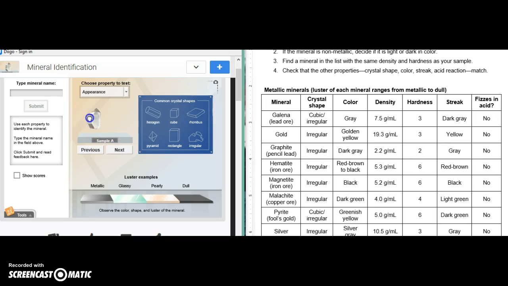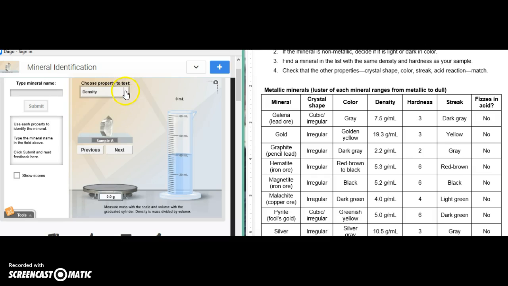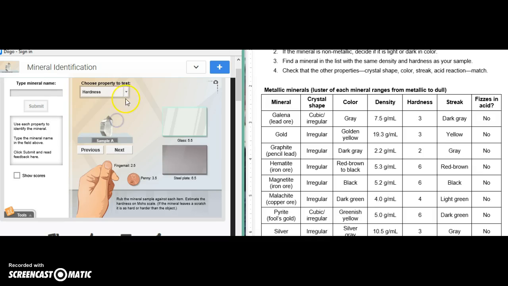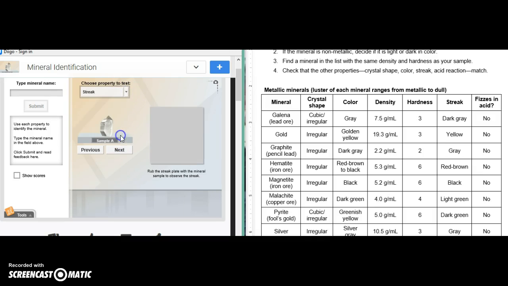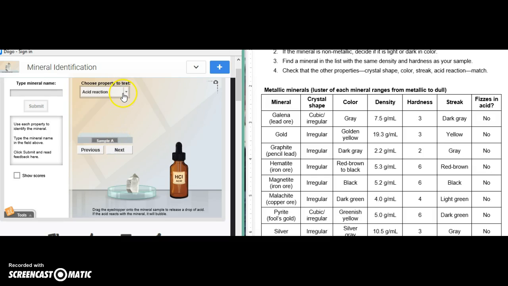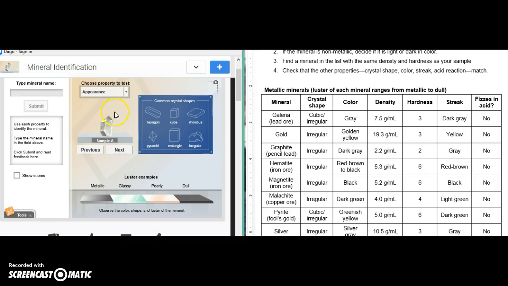It's here on the block right now. And the first thing we're going to look at is appearance. There's going to be some other things too: density, hardness, streak, and acid reaction. So the first thing I want to do is look at the appearance. And I would say the appearance is kind of, I know it's hard to see, but there's 6 sides to it if you put another piece of this together. So it is a hexagon.